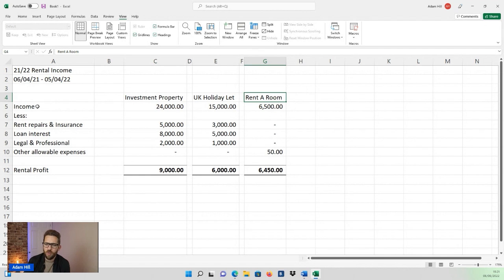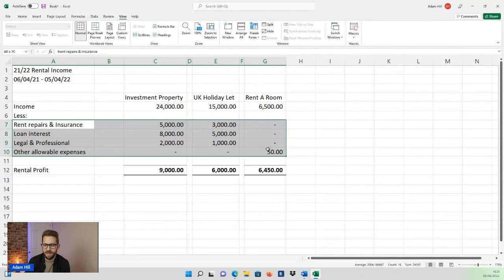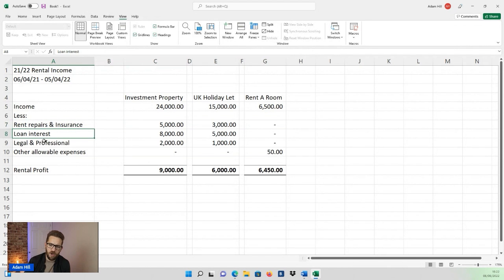As a minimum, what you'd want is the total amount of income under each type of property income, and then you're going to want to break down your expenses. Now for property income, you do actually need to break down your expenses, and I would say this here is the minimum: rent and repairs, loan interest, legal and professional, and then other allowable expenses. If you remember my video covering self-employment income, you're given the option to provide a single figure for your expenses. We're not given that luxury under rental income, so you'll need to, unfortunately, provide this breakdown.